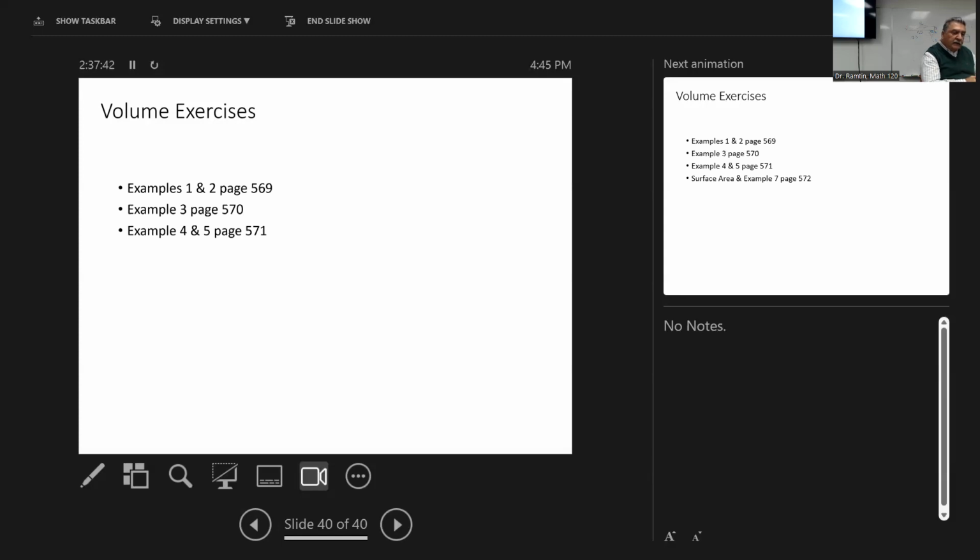Okay, if you look at example 1, find the volume of a rectangular solid in figure 10.50. You have the length 6, the width 2. So 2 times 6 times 4 becomes 48. 48 meters cubed.